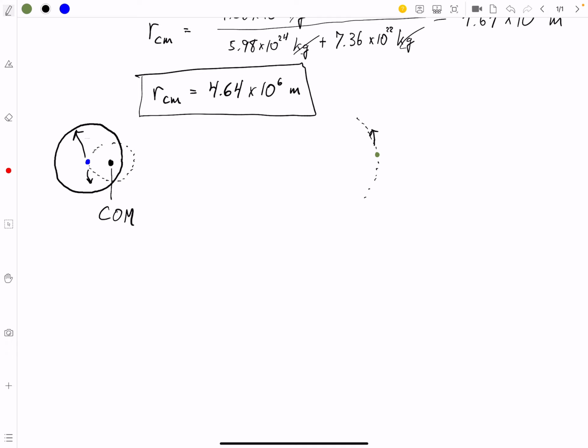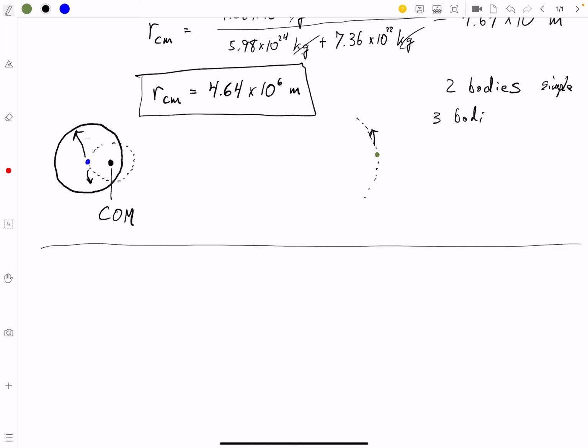Okay, so what about... That's a pretty simple situation. Planetary and orbital motion. Well, it's simple as long as you have two bodies. Okay, two bodies, simple. Three bodies, and there's a complicated.